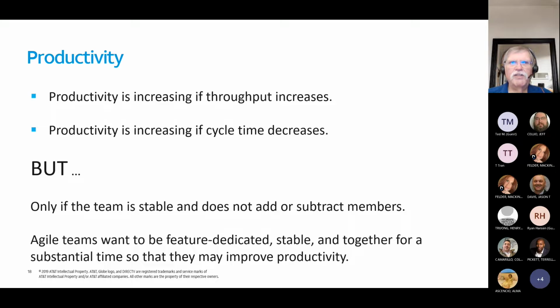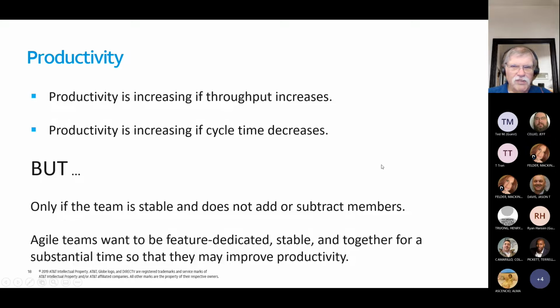Realize that productivity increases if throughput increases. Alternatively, if cycle time decreases, productivity also increases. So you've got two factors on productivity. If you increase your throughput, if you can handle more things per unit of time, that increases productivity. You're able to do more. If your cycle time decreases, that's basically the same measurement. You're able to produce something, or your productivity increases because you take less time to do it.